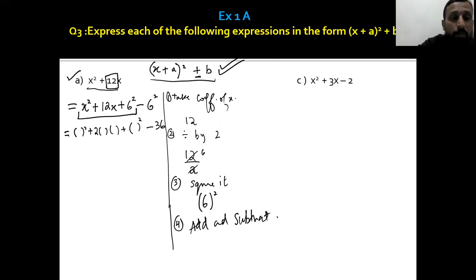So look at here. a is x, I'm writing x here. b is 6, I'm writing 6 here. Now 2ab: 2 multiplied by x multiplied by 6.